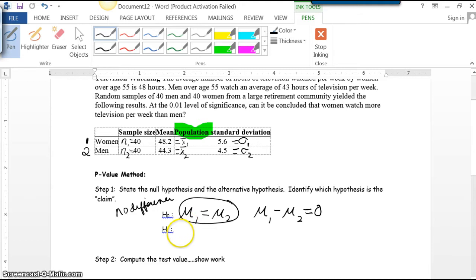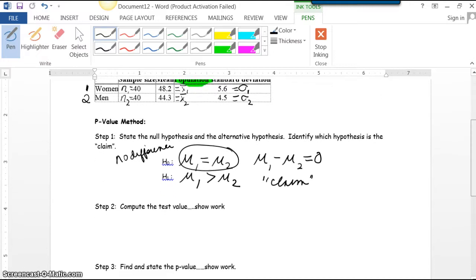And then they want to test the claim that women watch more TV than men. I'm using women as the number 1 group, so this would be their mean, and this would be the men's mean. And so this is the claim, women more than men. I'm using the greater than symbol.